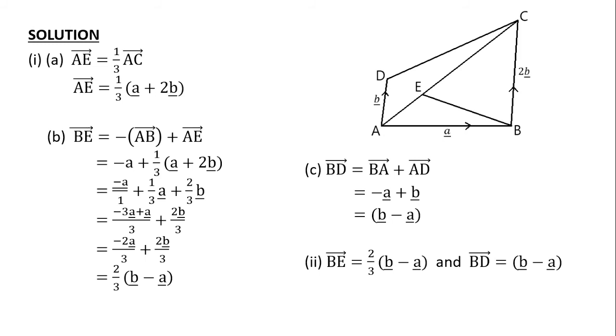Vector BE equal to 2 over 3, open your bracket, B minus A, close your bracket. And vector BD is the same as open your bracket, B minus A. Now you find that they have a common vector or a common factor, B minus A. And then the vector BE has a scalar K, therefore they are collinear. They have a common vector, B minus A.